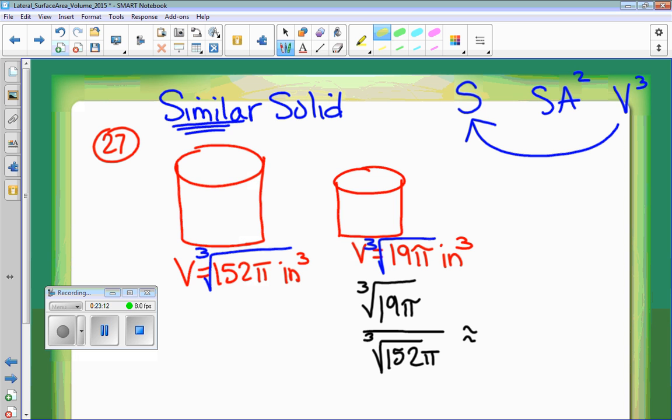So if I plug it into my calculator here, I'm going to go to alpha y equals to get that fraction. And we're going to do math cube root 19 pi. And then come down to the bottom, math cube root 152 pi. What's the scale factor? A half. Okay? But that alpha y equals will help here in that fraction stuff.